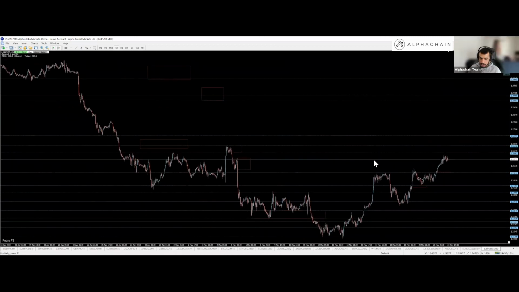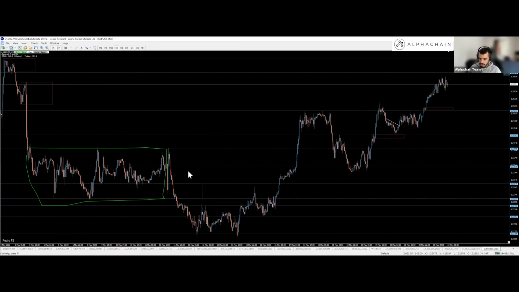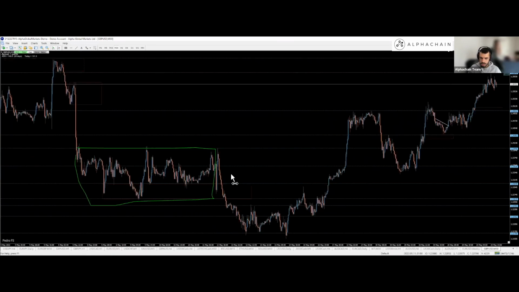So sometimes price is just bouncing between support and resistance, and that becomes a range. And then I'd see, for example, maybe price starts behaving like this, and this becomes a little bit more difficult to have a proper idea of what to do.